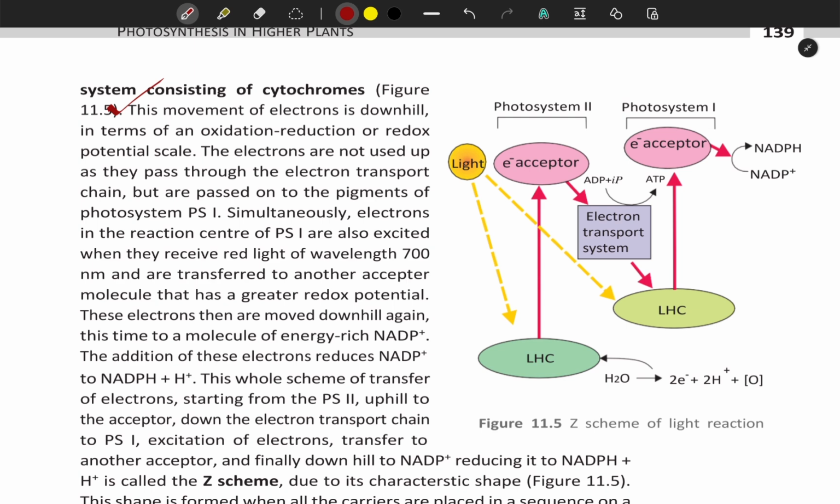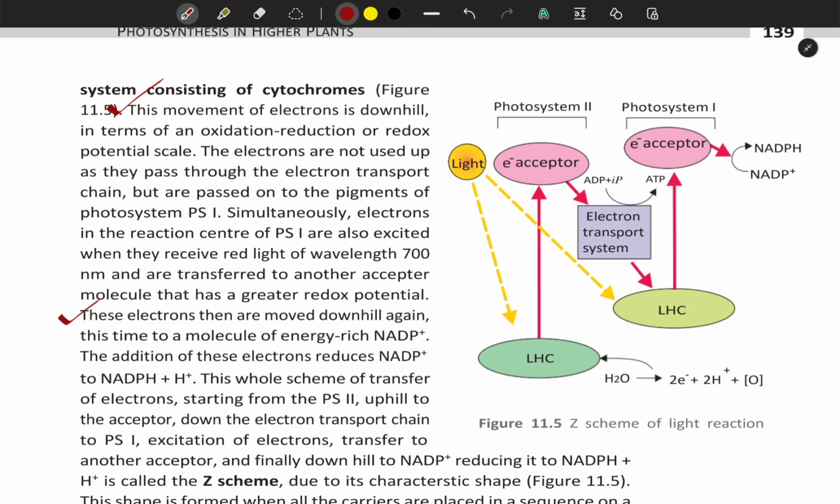Simultaneously, electrons in the reaction center of PS I are also excited when they receive red light of wavelength 700 nm and are transferred to another acceptor molecule that has a greater redox potential. These electrons then are moved downhill again, this time to a molecule of energy-rich NADP+. The addition of these electrons reduces NADP+ to NADPH + H+.